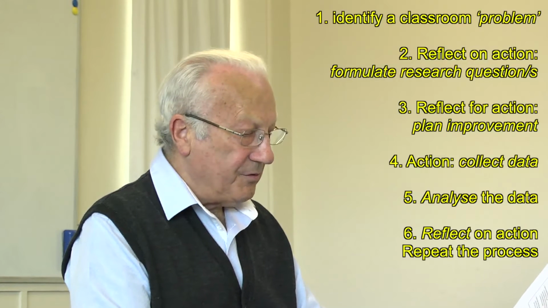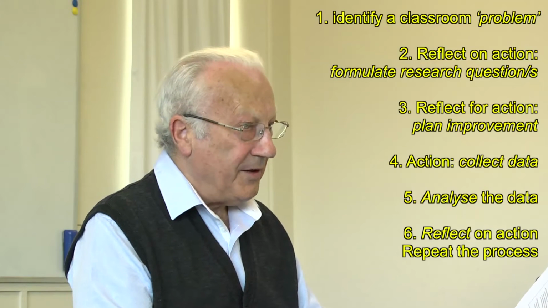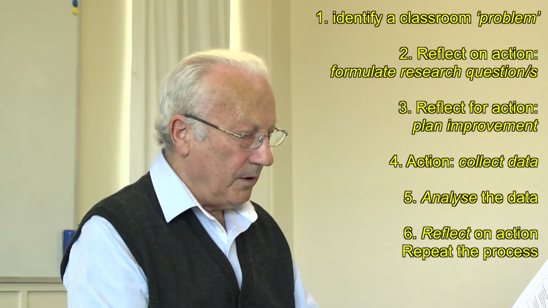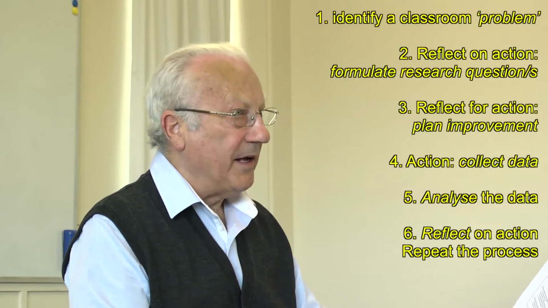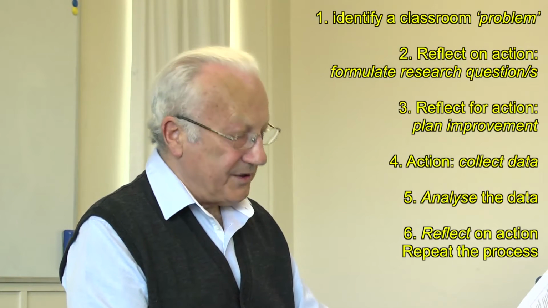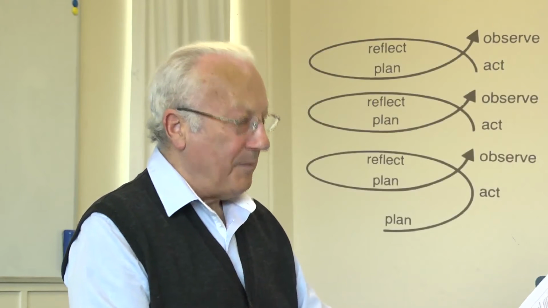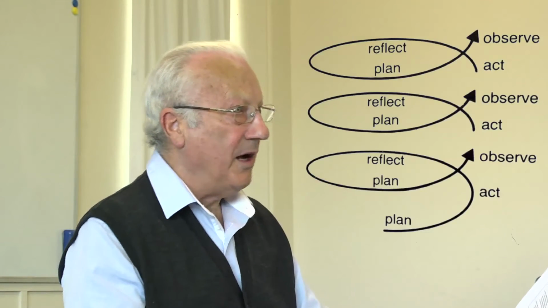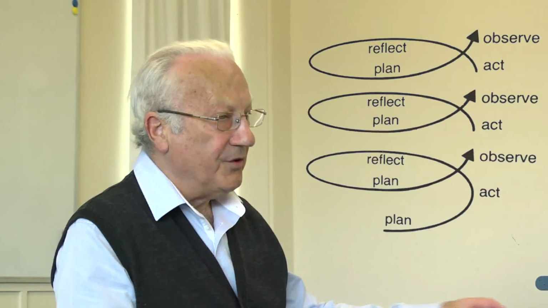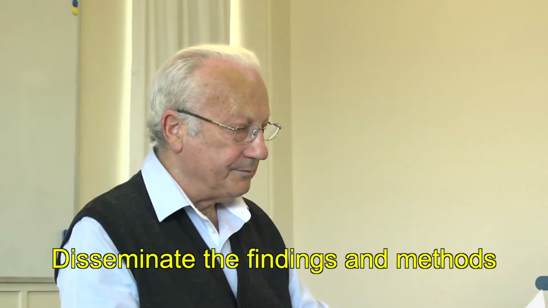The next step is to reflect for action. In other words, you plan what you're going to do to understand the issue or to plan the improvement in the problem. You take action, step 4, by collecting data. Step 5, you analyse the data. And step 6, you reflect on what you've done. And then you repeat the process, because those were the spirals I talked about just now. And again, the important thing is to disseminate the findings of what you've investigated.